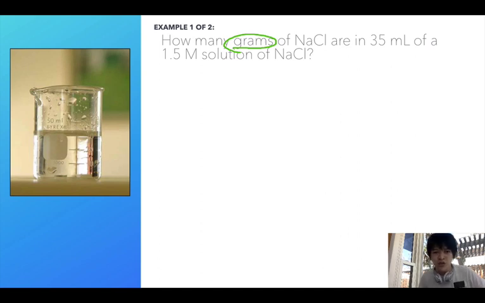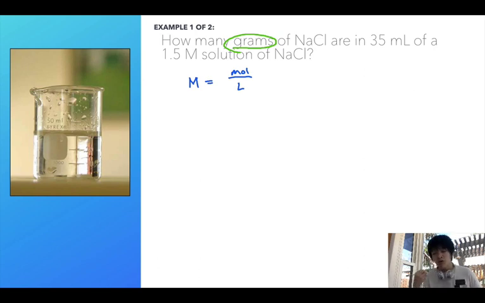Now, take a look at the left picture right there. We have about 35 milliliters of our salt solution, and the concentration is 1.5 molars. Now, if we know this information, we should be able to calculate exactly how many grams of salt is inside of that solution. So, first thing we need to write down is our equation for molarity. Molarity is equal to moles of our solute divided by liters of our solution.